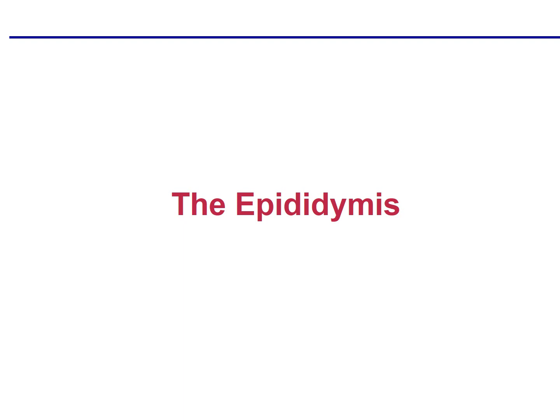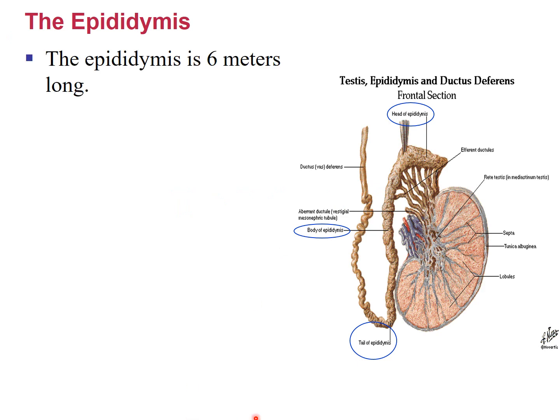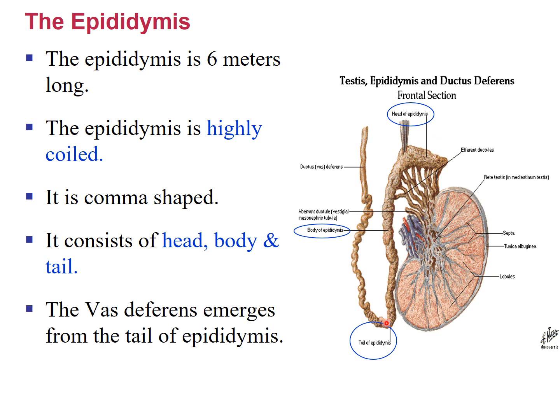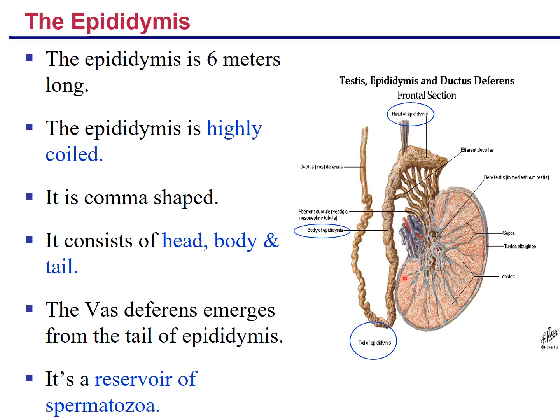Moving to the next component of male internal genitalia, that is the epididymis. The epididymis is 4 to 6 meters long and is a highly coiled structure. You can see it is highly coiled. The shape of the epididymis is somewhat comma shaped. It consists of head, body and tail. The tail continues as the ductus deferens or the vas deferens. The main function of the epididymis is as a reservoir of spermatozoa. The testicular fluid which is produced in the testis will be reabsorbed in the epididymis.